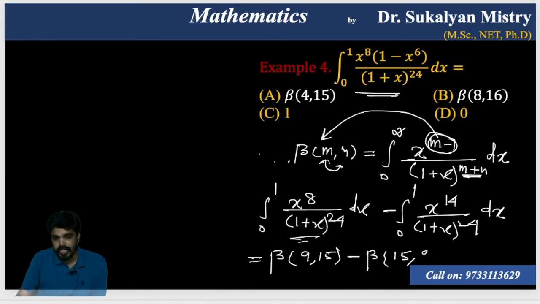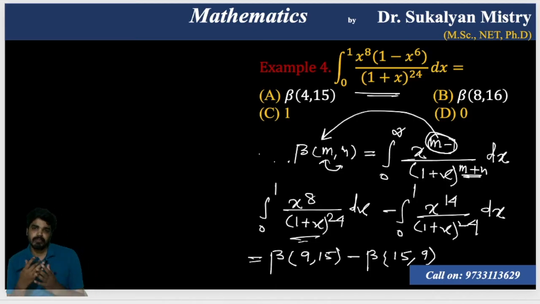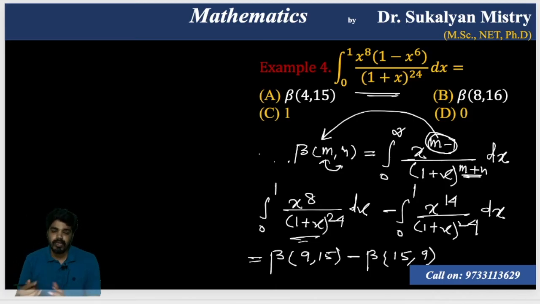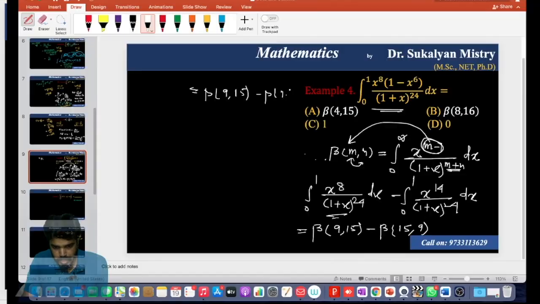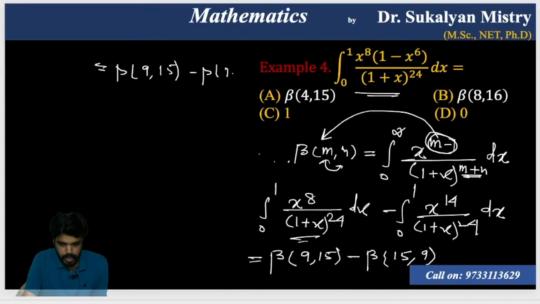We know that beta function is symmetric, that is beta mn is equal to beta nm. So this equals beta 9 15 minus beta 9 15, because beta function is a symmetric function. So this will be 0. So option D is correct. Okay. So next example.